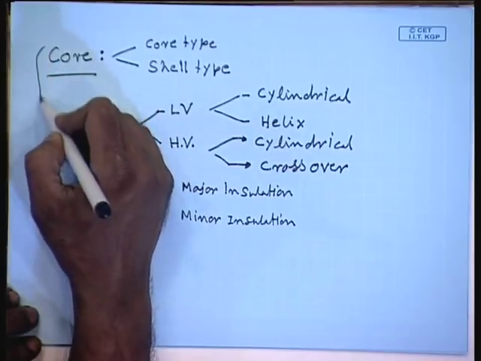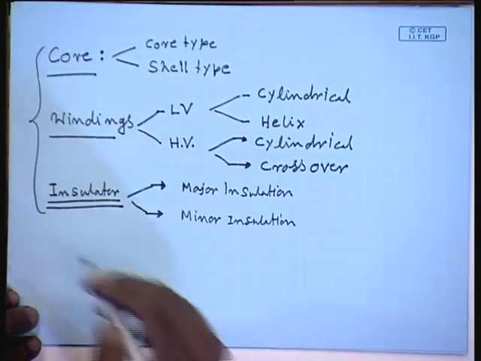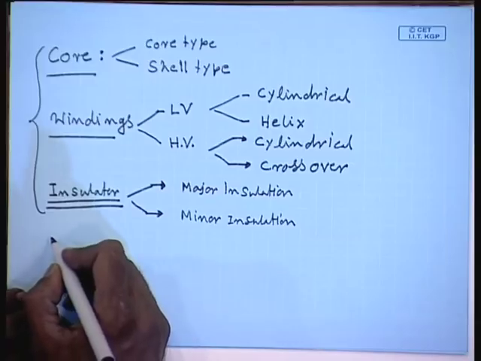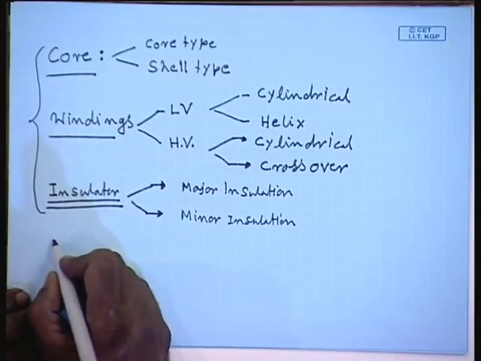Other than these three main constructional elements, there are many other elements that are used, for example the bushings.